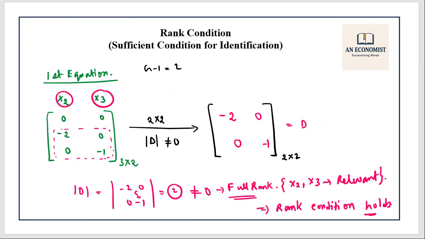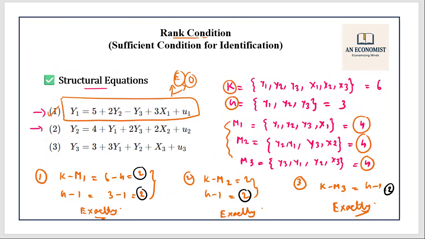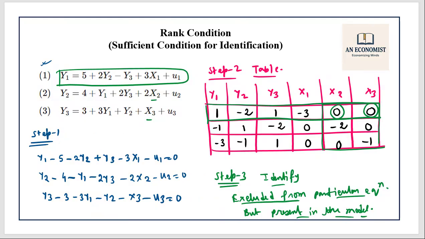So firstly, check the order condition. Let me again repeat what I have done. Firstly, check the order condition. We have seen the first equation is exactly identified, which tells us that we are able to go into the rank condition. Now, what do you do? It is a three-step process. First step, write everything on the left-hand side. Second step, form a table of the coefficient matrix.